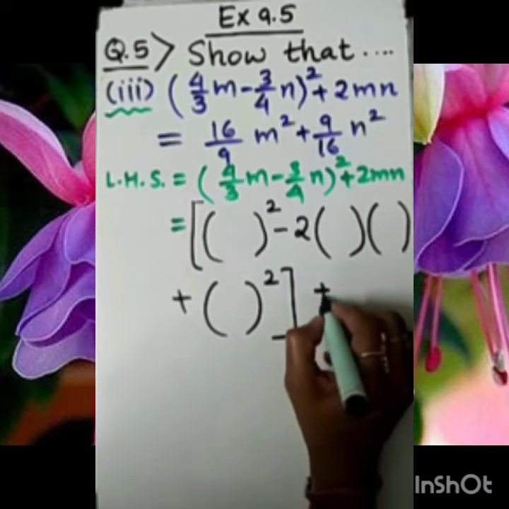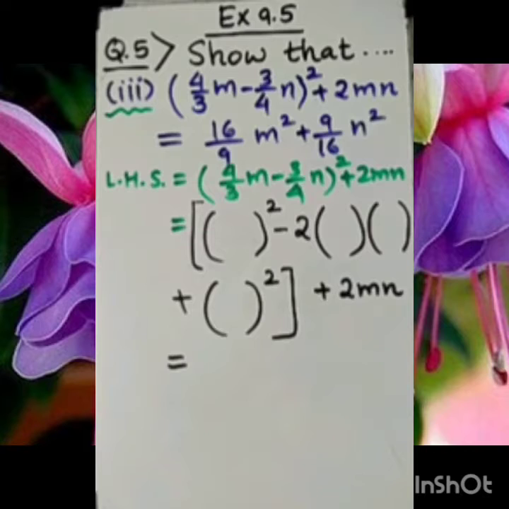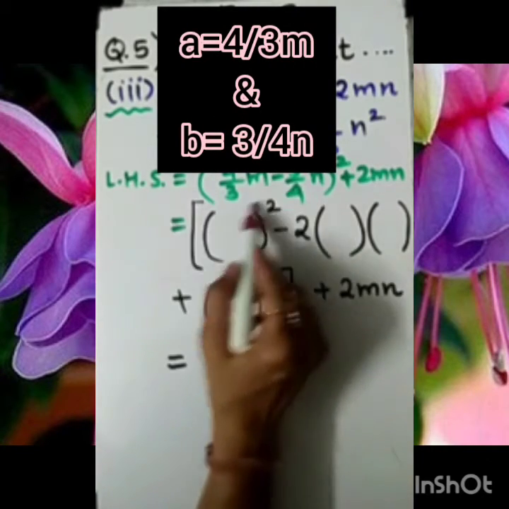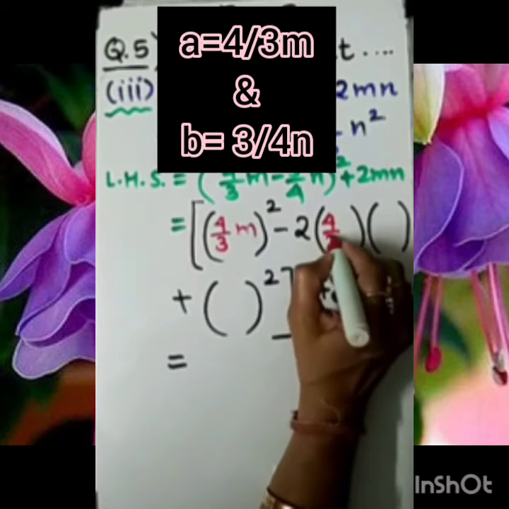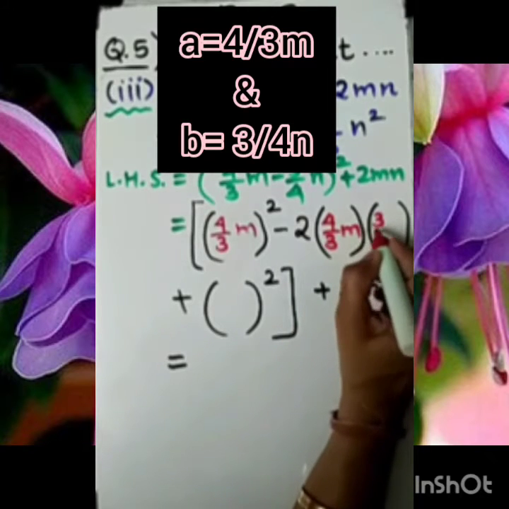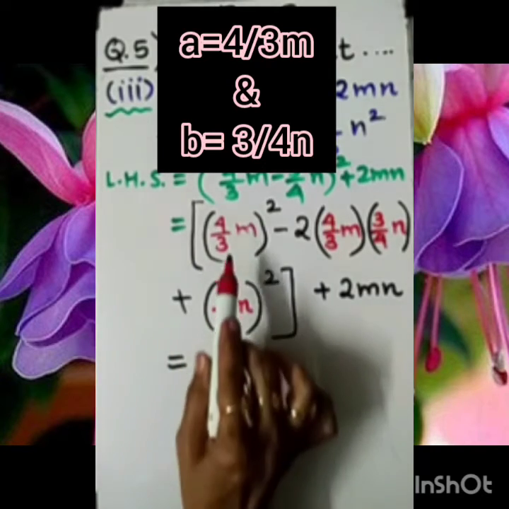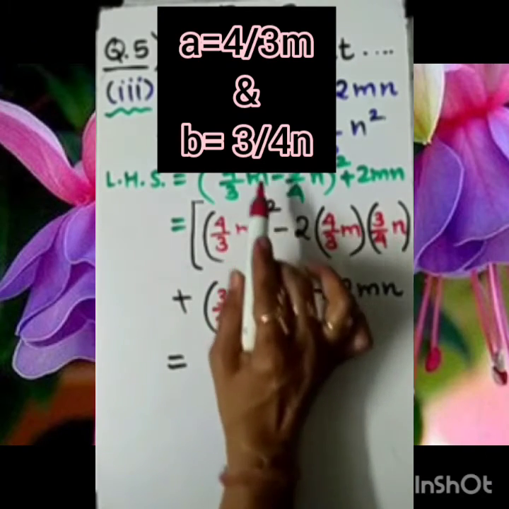And this additional term 2mn I am writing here. What have I done here? Nothing. I have applied the identity only. According to the identity, I have written a square minus 2ab plus b square. Now, what is a here? That is 4/3 m. Here it is also 4/3 m. What is b? That is 3/4 n. Here also 3/4 n. This first term is a, and this we are comparing with b.